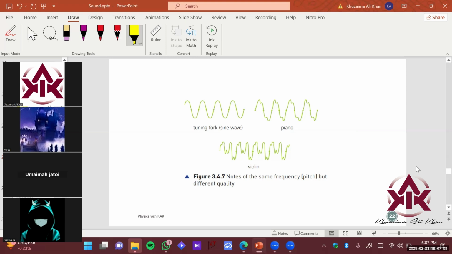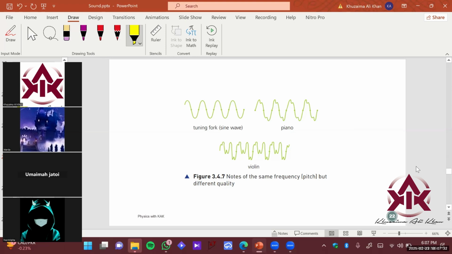But it is the quality of a wave also that represents which instrument is being played here, right? So if you have a piano, you will have the top right representation over here. And if you have a violin, you will have the bottom sort of wave here. So the smoother it is, the clearer your sound will be.